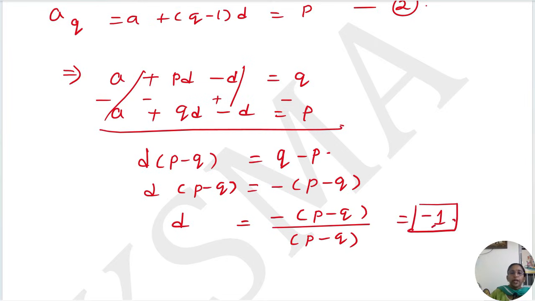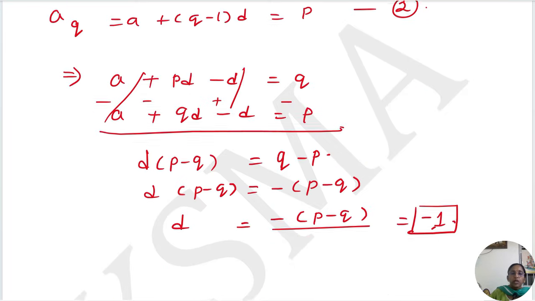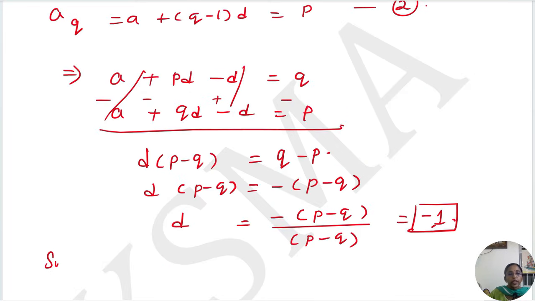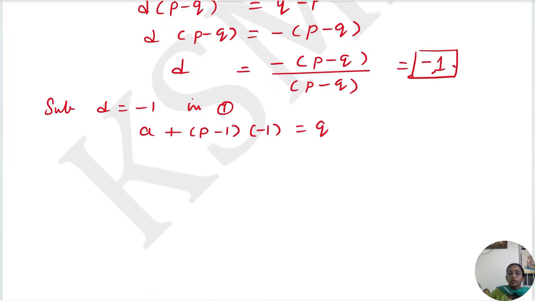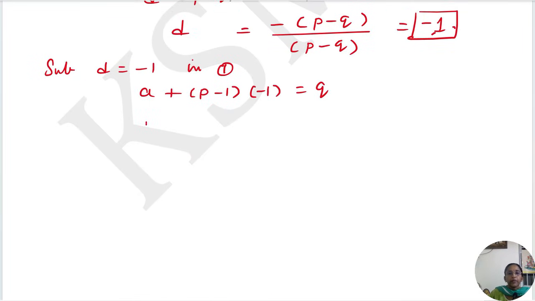And substitute your value in equation 1. So substitute d is equal to minus 1 in equation 1. So a plus (p minus 1) into d, where the value is minus 1, is equal to Q. From here you can calculate your a value. So a minus p plus 1 is equal to Q. a is equal to Q plus p minus 1.